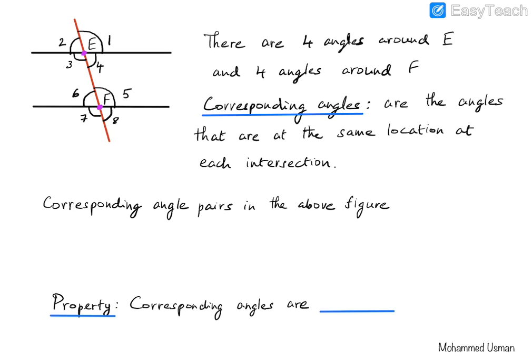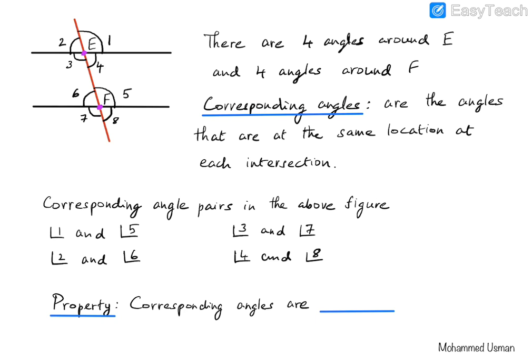So let us write down the four pairs. The first pair of corresponding angles is angle 1 and angle 5. The second pair is angle 2 and angle 6. The third pair is angle 3 and angle 7. And the fourth pair is angle 4 and angle 8.